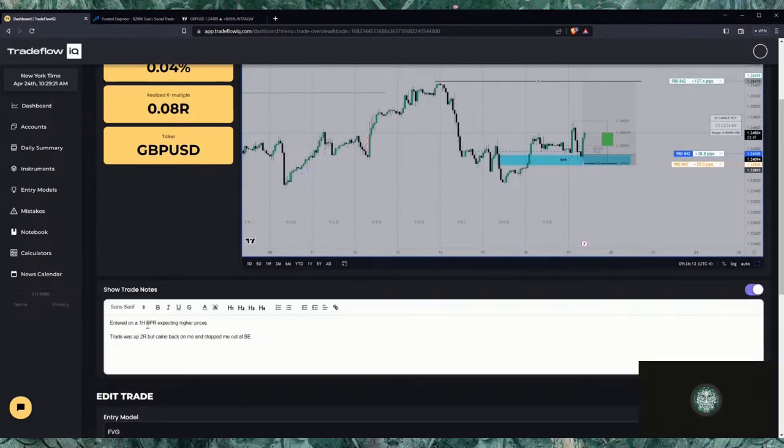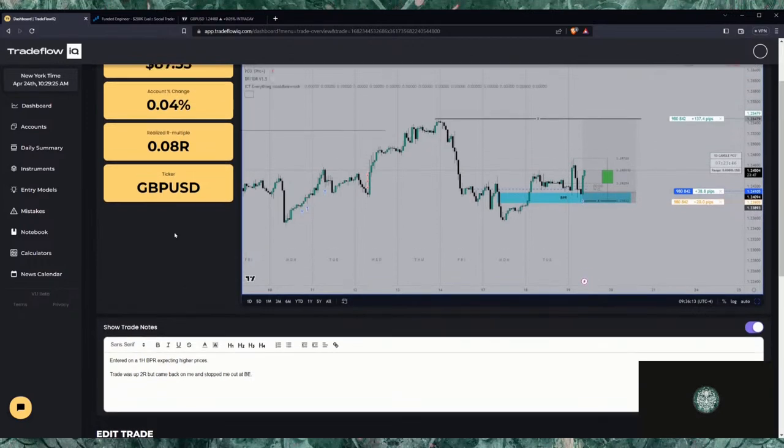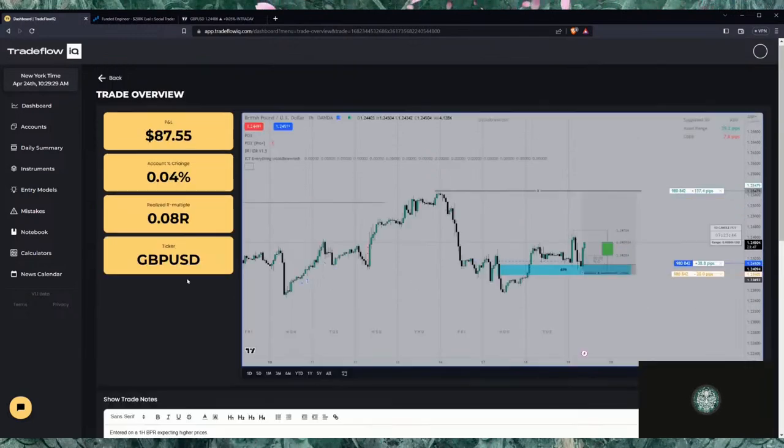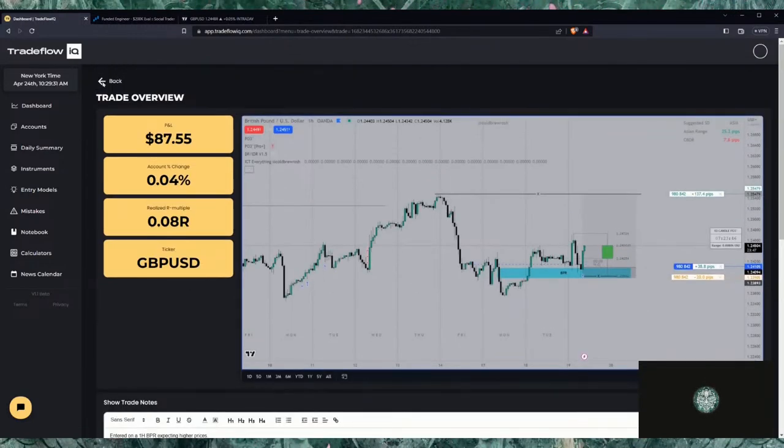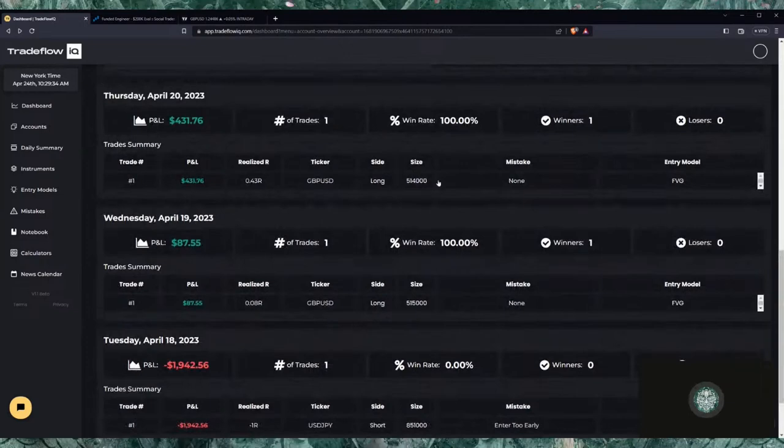All right, entered on a 1-hour balance price range, expecting higher prices. Trade was up 2R, but came back, stopped me at break even. So just because this outcome was flat, that doesn't mean I did anything poorly. All right, now let's hop up to the next trade.